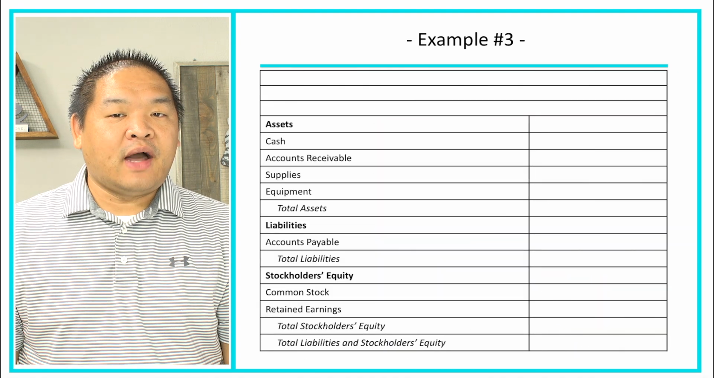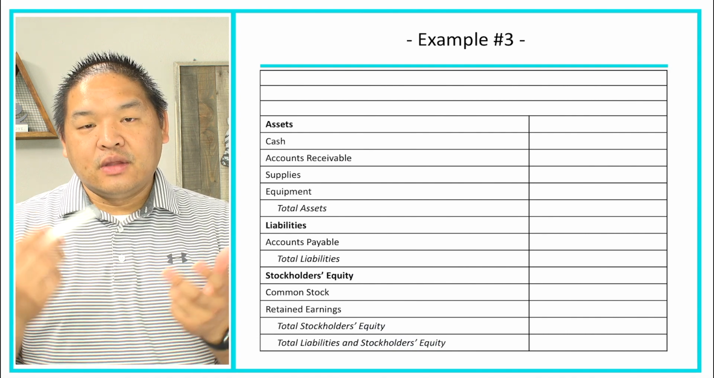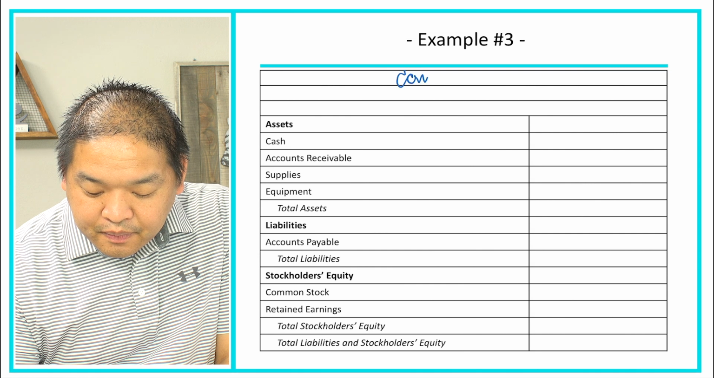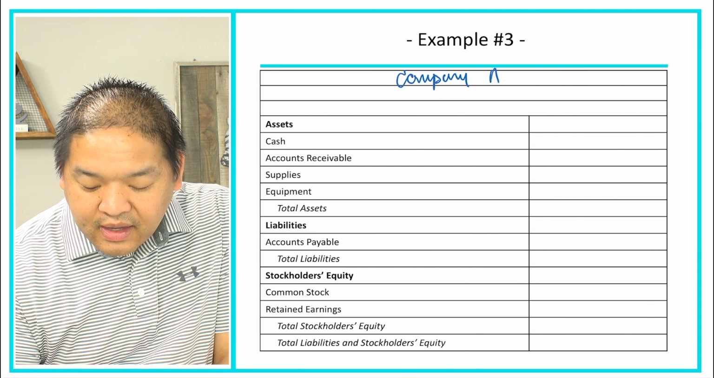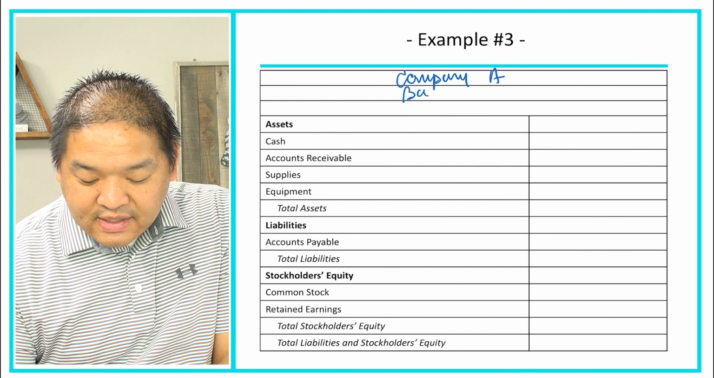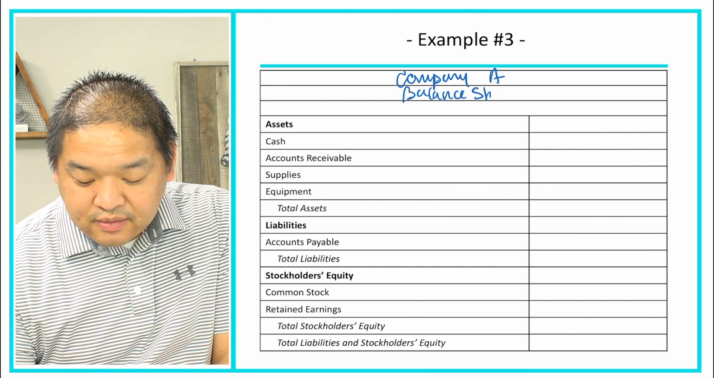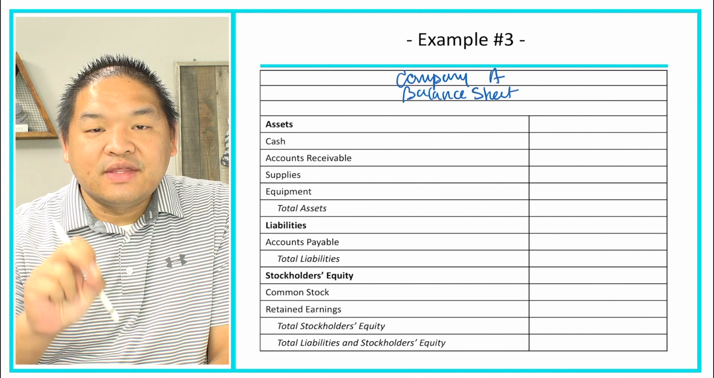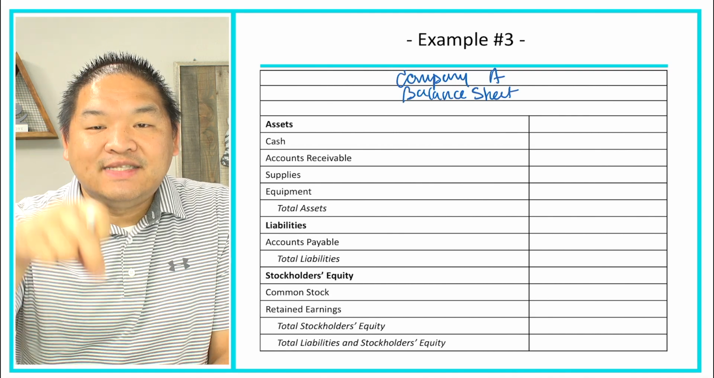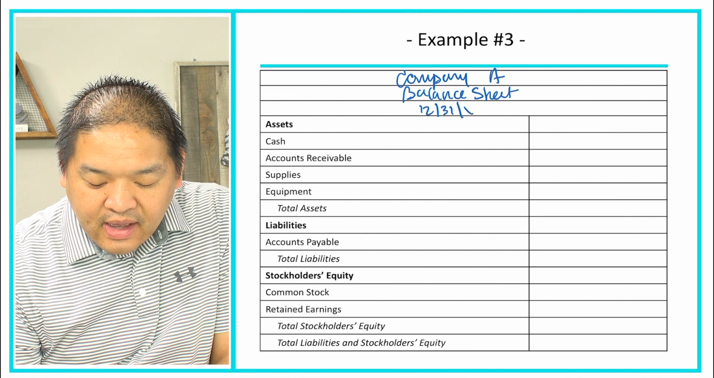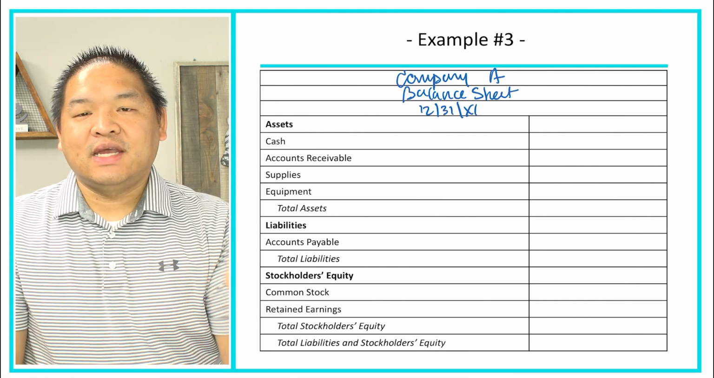So the top three lines are the easiest thing. That's the who, the what, and the when. So who is this? This is for company A. What is this? This is going to be the balance sheet. And what is this for? This is not for a period of time. This is for a date in time. This is for 12/31/X1. Why is this one a date and the other one's a period?